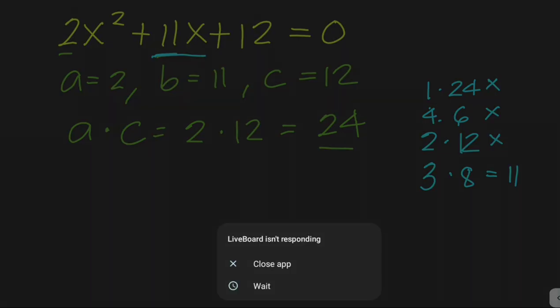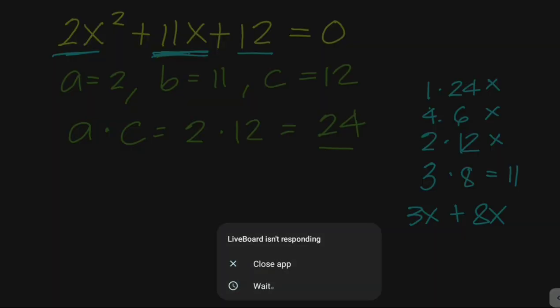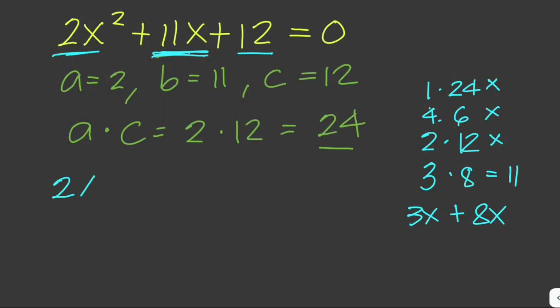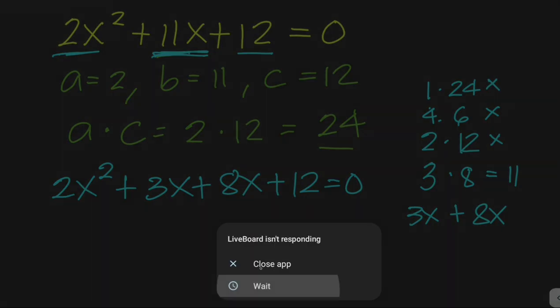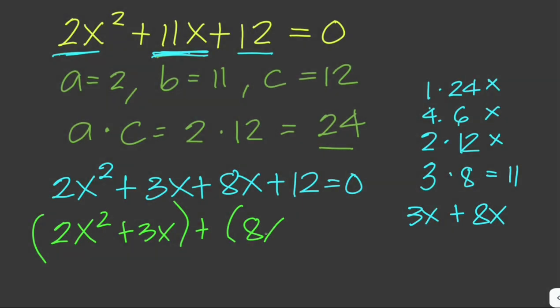That means we split the middle term as 3x and 8x. We just have to copy the first and last terms, so that would be 2x squared plus 3x plus 8x plus 12 equals 0. Now we group the terms: 2x squared and 3x together, plus 8x plus 12 equals 0. And then we factor out the common factors.